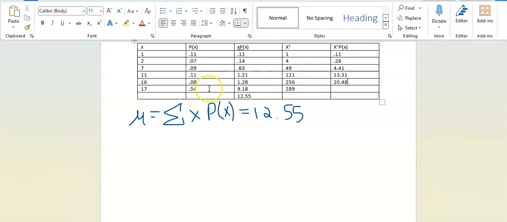And then I need 289 times 0.54. And that is 156.06.